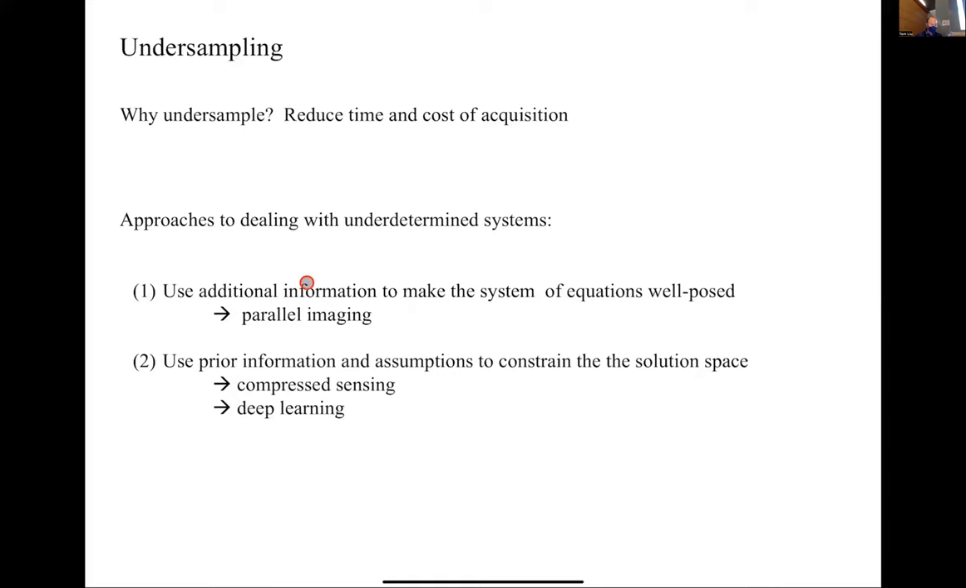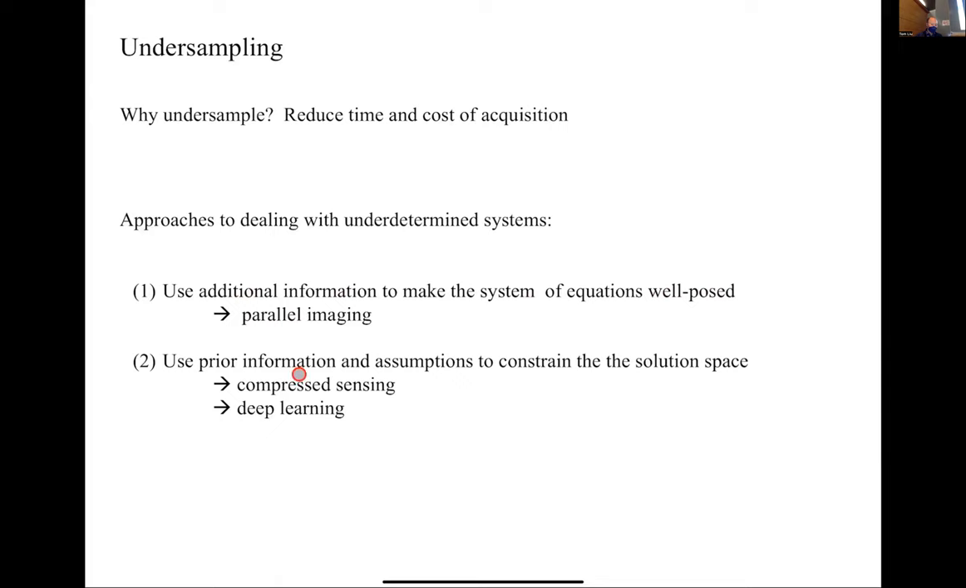So there are really two main approaches that we're going to talk about for dealing with undetermined systems. One is we're going to use additional information to make the system of equations well posed. And that's parallel imaging. That's saying, take my underdetermined system and get more measurements. So we go from underdetermined to overdetermined. And then we're going to see what the solution is.